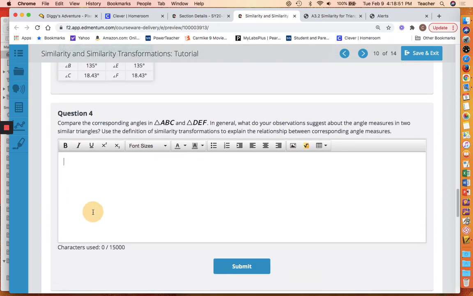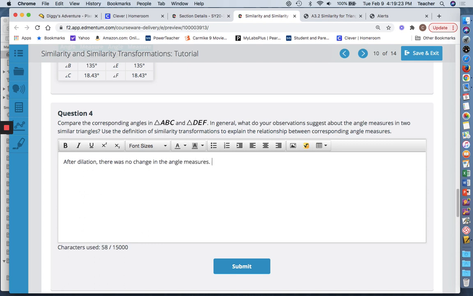Question number 4. Compare the corresponding angles of the triangles just made. In general, what do your observations suggest about the angle measures in the two similar triangles? Well, after it was dilated, there was no change in the angle measures.